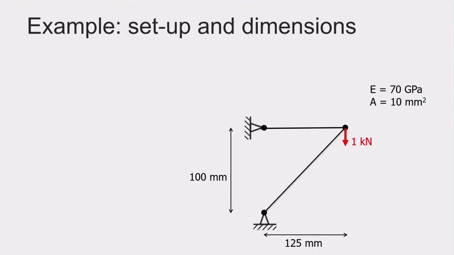Now the example we'll look at is the following one. 2 bars, one horizontal, one under an angle, with a load of 1 kN applied on the top right node. Both members are made from the same material with an E modulus of 70 GPa and a cross section of 10 mm squared. The dimensions are also provided on the sketch. It is 100 mm high and 125 mm wide.